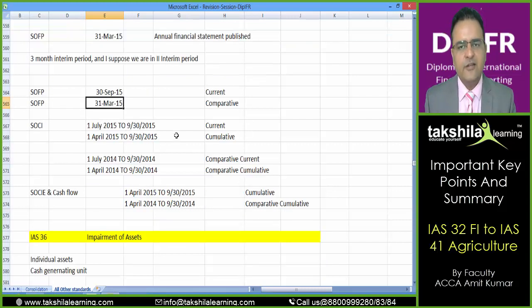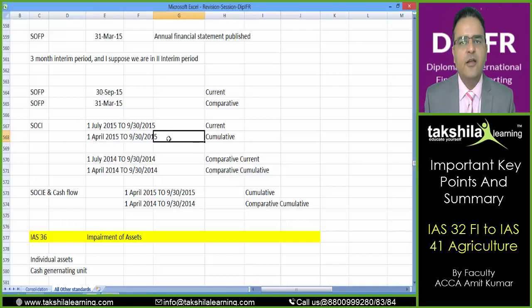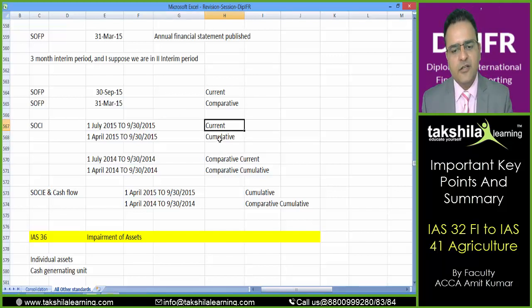As far as the income statement is concerned, the income statement belongs to a period. Now the period runs from the beginning of the financial year till the end of the reporting period. Now if we are in the second interim period, the current interim period will begin from 1st July to 30th September, but the cumulative year to date period will begin from 1st April to 30th September. So for your income statement, since it belongs to the period, you'll be presenting the current period and you'll also be presenting the comparative period.